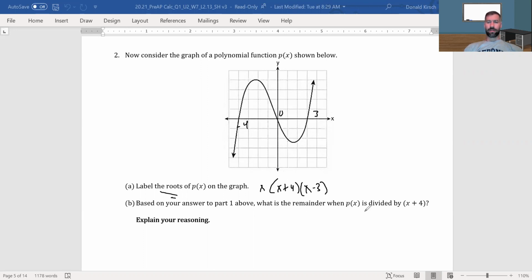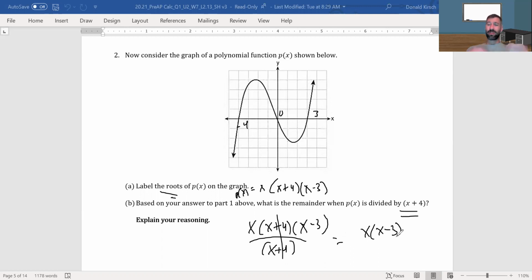And what they're basically saying is, if you were to take this function that we've just created and divide it by x plus 4, well, we've got 3 things being multiplied together. Essentially, those 2 x plus 4s are going to cancel out. You're going to be left with x times x minus 3. And what we're going to talk about today is how can I do this division? How can I divide big chunks of things or factors in order to figure out what I'd have remaining, especially if we don't have a graph like that? So let's go to our notes.